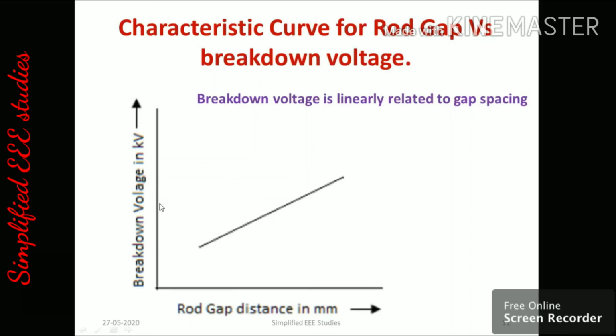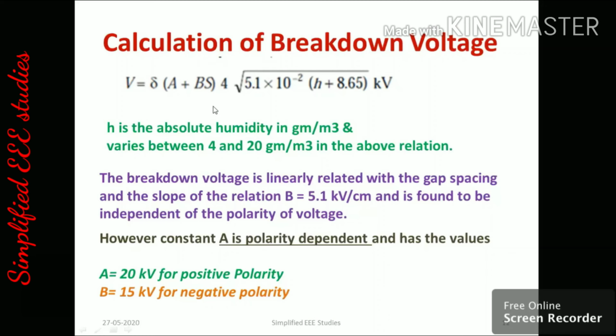You can call it either breakdown voltage or spark over voltage. So this is another method to calculate the breakdown voltage. That breakdown voltage is given by (A + B s) into 4 into square root of 5.1 into 10 to the power minus 2 multiplied by H, plus 8.65 kilovolt. So this is another calculation concerning the breakdown voltage, where H is the absolute humidity. It is expressed in terms of gram per meter cube and it varies between 4 to 20 gram per meter cube.